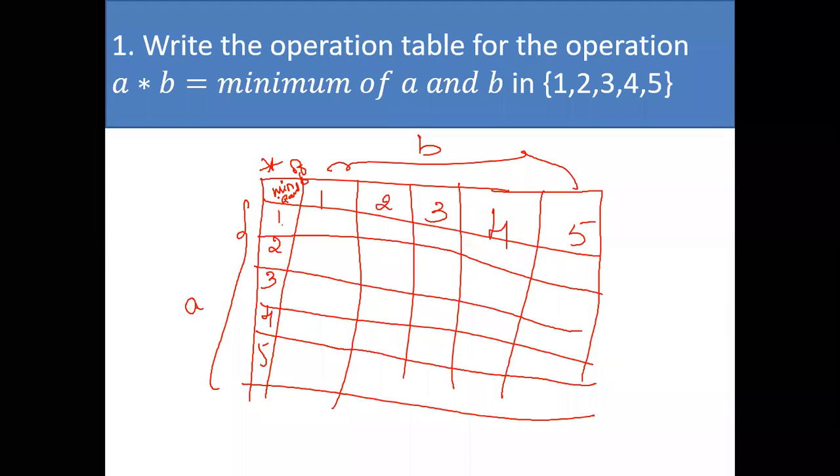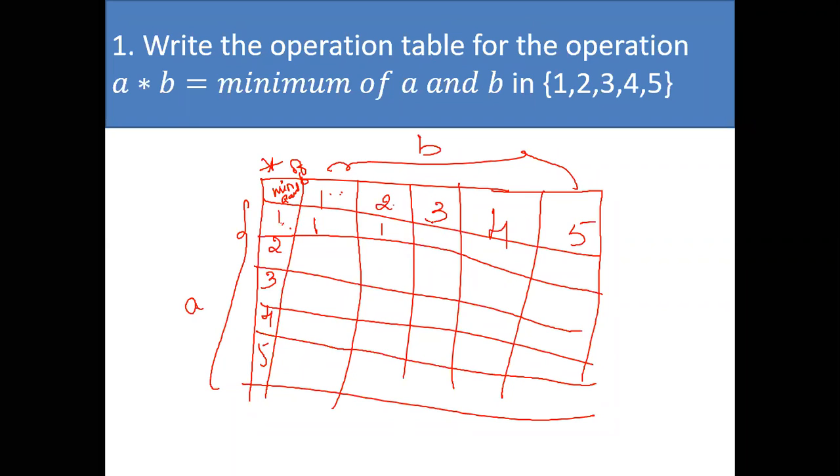So what is the minimum of 1 and 1? It is 1. Next, go to the next term. Keep A as it is; A is fixed and B keeps changing. So what is the minimum of 1 and 2? It is 1. Next, go for the next.